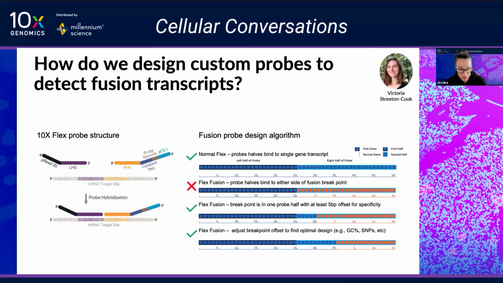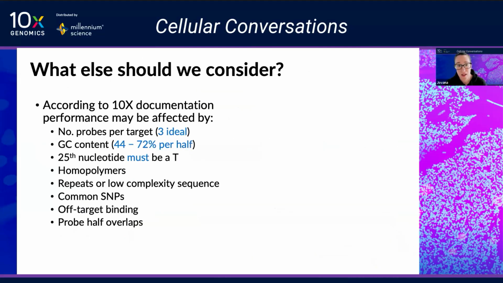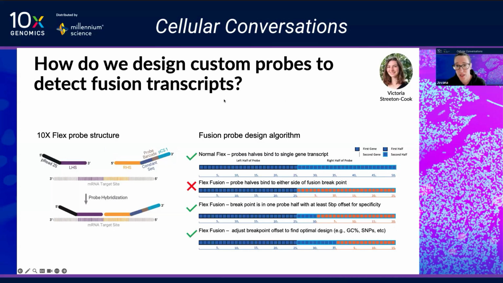One thing that we did have to think about was how to design the probes to detect the fusion transcript. If you recall, I said the Flex probes come in 2 halves. So they're 2 25 base pair halves that independently bind to the target, and we're relying on them ligating together to detect the target that we're going for. So for a normal gene, we have our probe with our 2 halves that ligate in the middle at the 25th base pair.